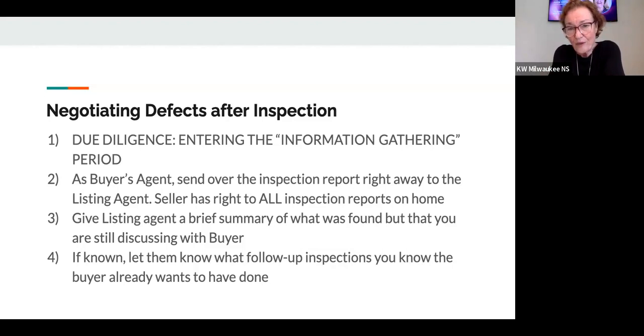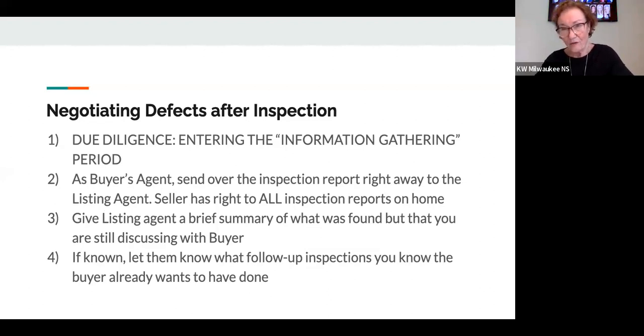Seller has the right to all inspection reports on the house. Give the listing agent a brief summary of what was found, but that you are still discussing with the buyer. You know, they get a copy of this inspection report and they're going, well, what does your buyer want to do? And you say, well, we were just still discussing it. It was basically a good inspection, but there are a few concerns that we're going to talk about. So if known, let them know what follow-up inspections you know the buyer already wants to have done. This is that information gathering period.